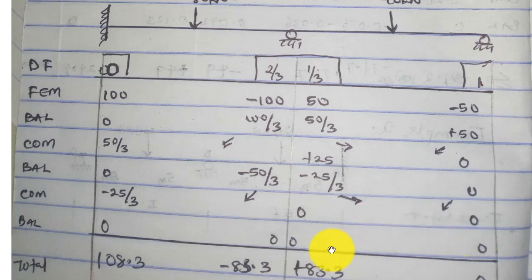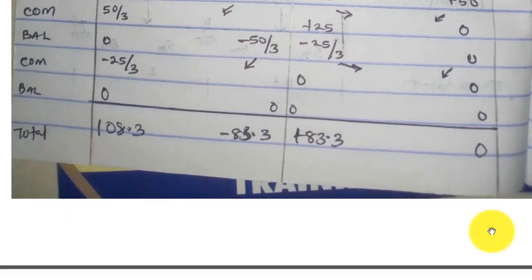So after that, you just balance. As in, you will add it. So 100 plus 50 over 3 minus 50 over 3, you have 108.3. Add this, you have minus 3.3. You have 83.3. You have 0. You understand? So that's all for question 2.